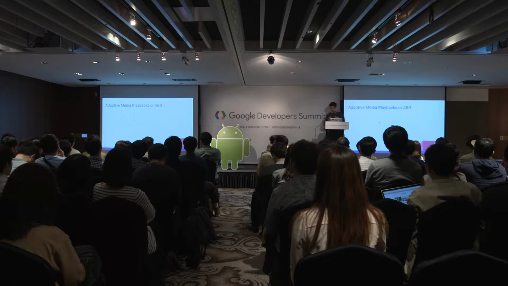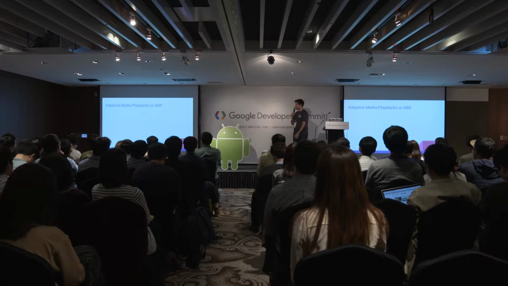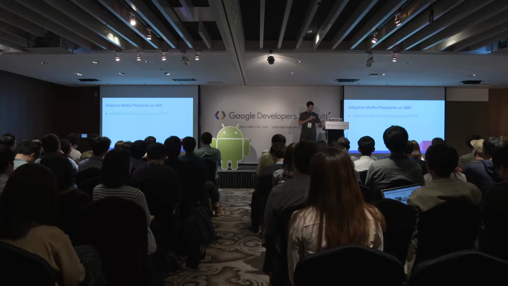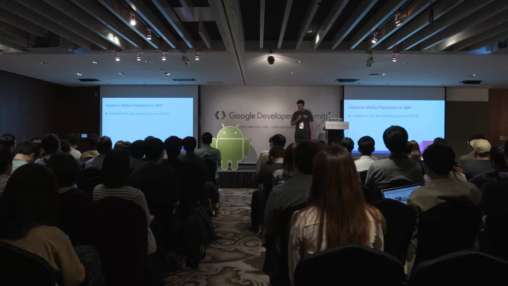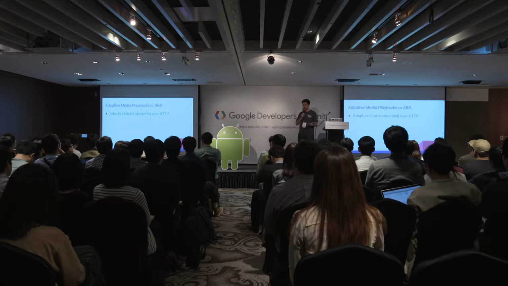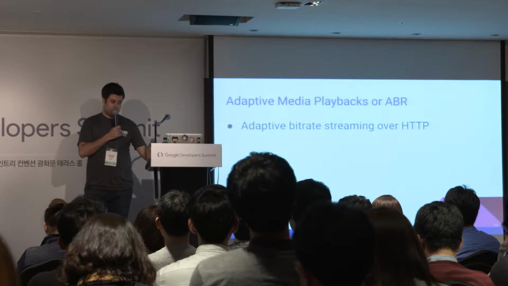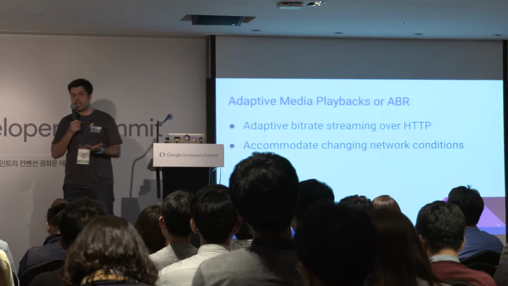Okay, so I think the main topic of my talk should be adaptive media playback, or ABR. The biggest advantage is that it's over HTTP. You just need an HTTP server and the contents, and you can provide them to all the users and customers. And it accommodates network changes.